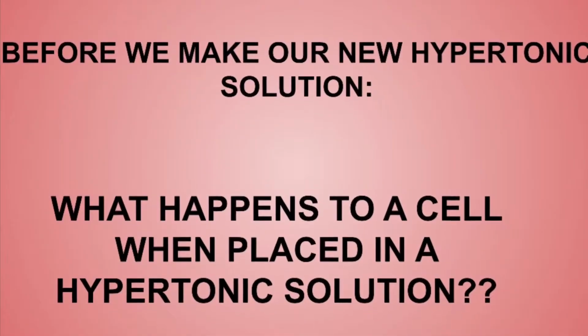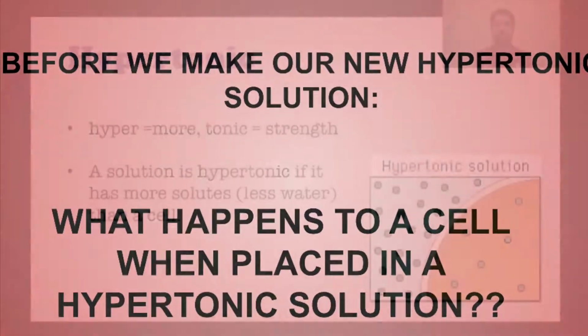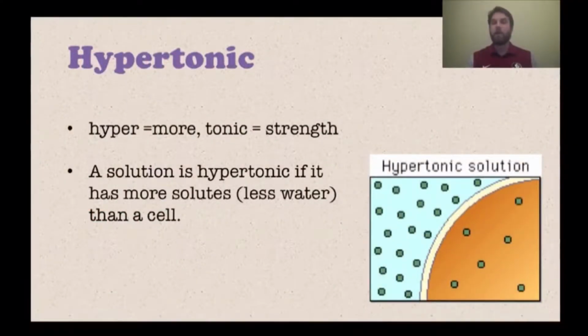What happens to a cell when placed in a hypertonic solution? There is more solute inside the cell than in the solution surrounding the cell. As a result, there are more water molecules surrounding the cell than water molecules inside the cell.